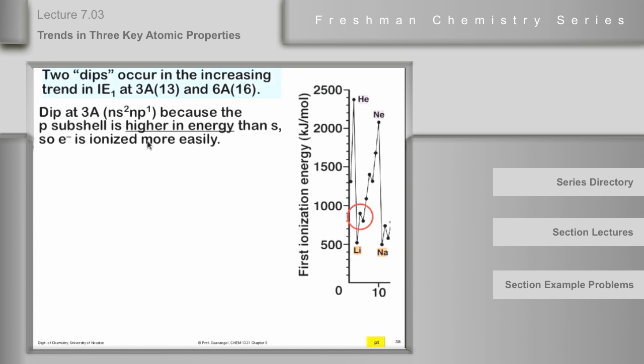And the reason for that is because the third electron that went in to form boron is a P. It goes into a P subshell. Now, P subshells, we saw before, are above the corresponding S subshell. So that means you've already raised the electron part way up to being out of the atom, so it doesn't take as much energy to take it the rest of the way.